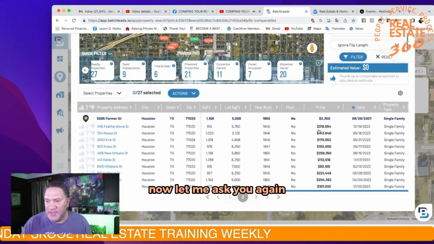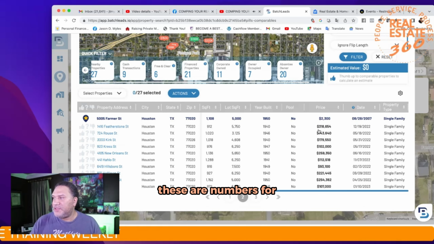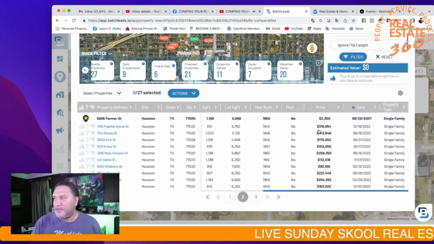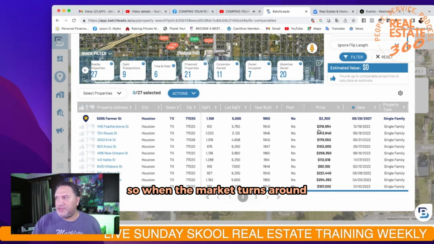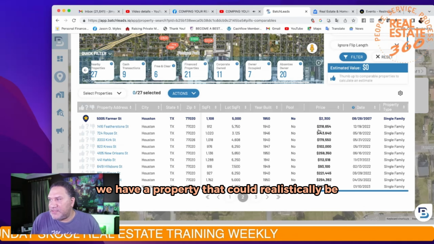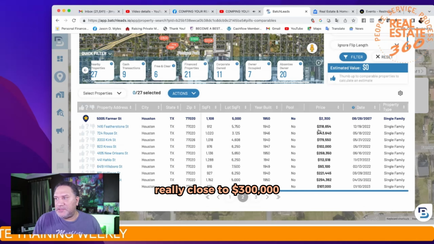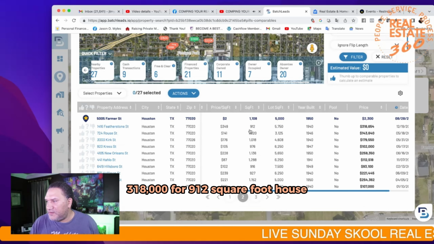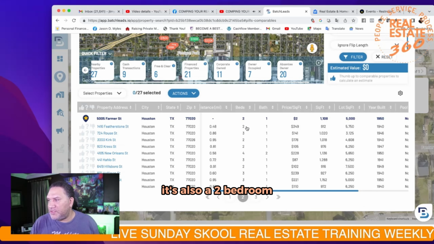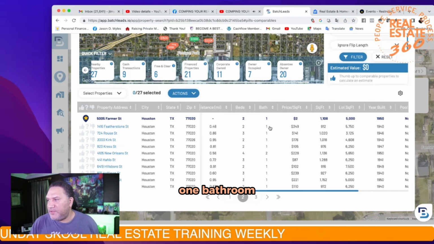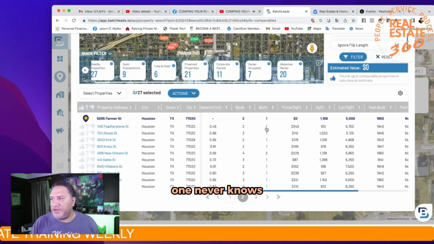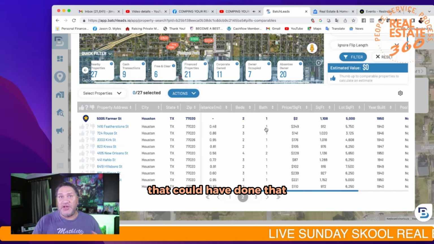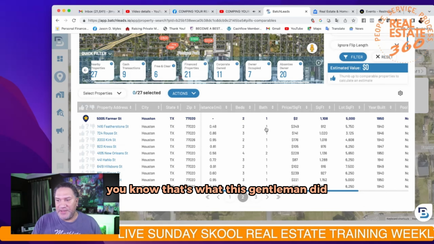Now, let me ask you again, when we're seeing these numbers, these are numbers for houses that sold within the last 6 months, okay? Just the last 6 months. So when the market turns around, we have a property that could realistically be really close to $300,000. Really close, looking at some of these comparables. $318,000 for a 912 square foot house. It's also a 2-bedroom. Well, it is a 2-bedroom, 1-bathroom. Or it could be the same kind of situation. One never knows. Maybe they did a renovation and added that extra bedroom or extra bathroom. They could have done that. That's what this gentleman did.